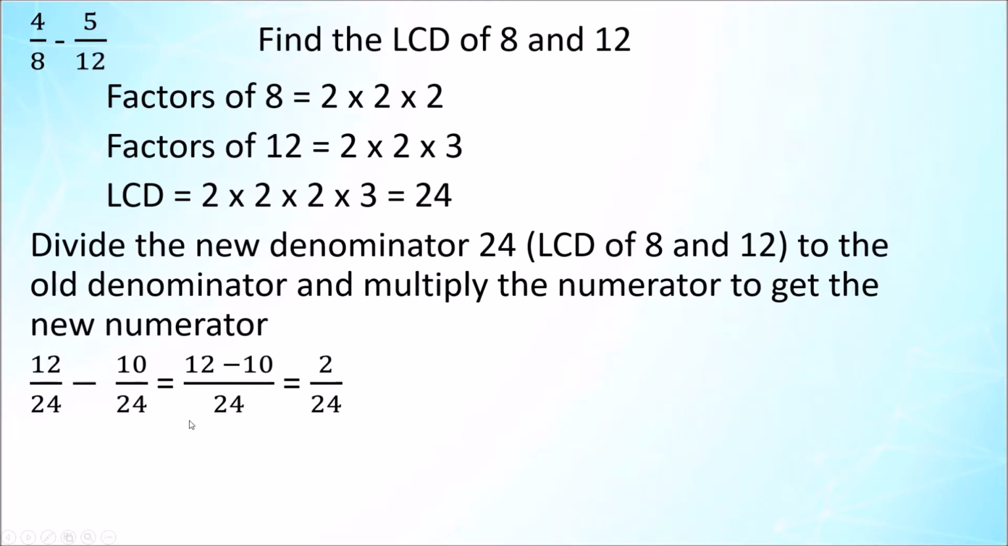Kopyahin natin ang common denominator. Then we can subtract now the numerator. 12 minus 10 is equal to 2. And 2/24 can be simplified by finding the GCF. And we divide both numerator and denominator by 2 to find the final or the simplest form of the difference of the given fraction. So 2 divided by 2 is equal to 1 and 24 divided by 2 is equal to 12. Therefore, the difference of 4/8 and 5/12 is 1/12.